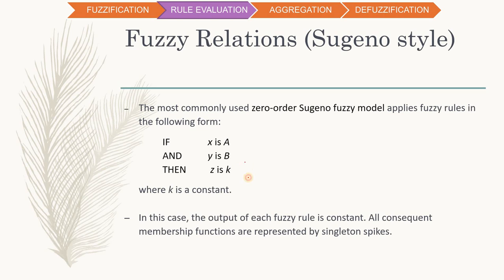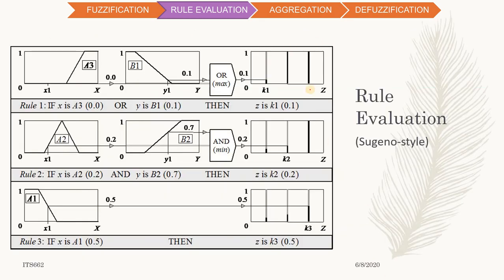Before this, if you can imagine back your Z in Mamdani, you have a fuzzy graph like this. But now in Sugeno, it will be a singleton spike like this. How are we going to define the singleton spike?